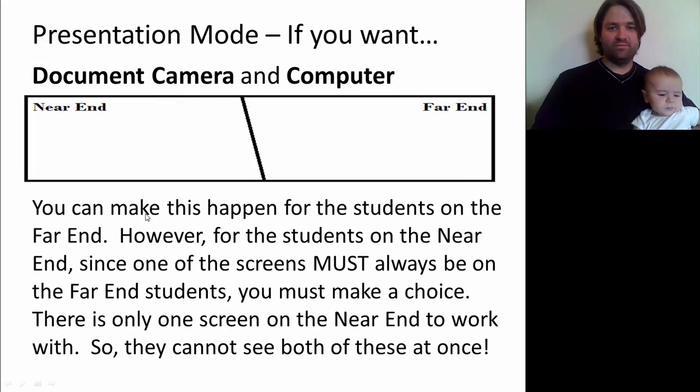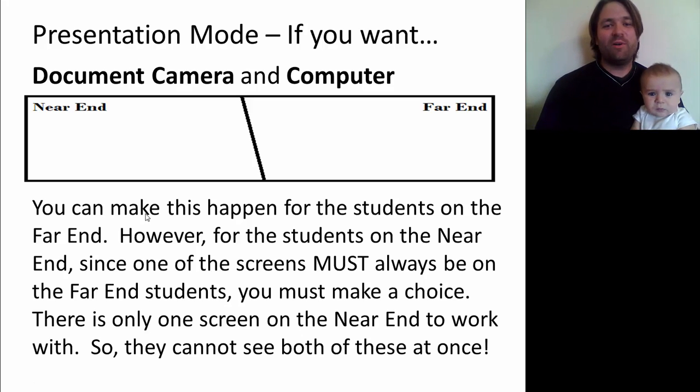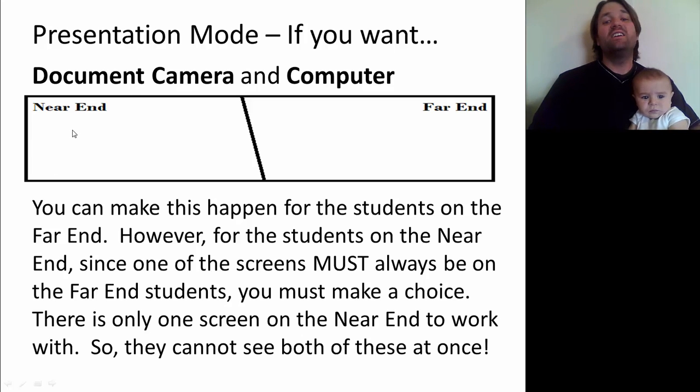So here is one thing as well. Suppose that you wanted to have the document camera on one screen and the computer on the other. Now, the problem is that you can make this happen for the students on the far end, but you can't have this for the students on the near end. When the classes are connected, one of the cameras on the near end is always going to be that far end source. You're going to be looking at the students on the far end. So you have to make a choice for what you want the students to see on the near end.